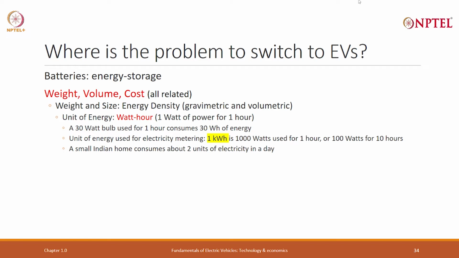1 kilowatt hour is 1000 watts used for 1 hour, or 1 kilowatt used for 1 hour, or 100 watts used for 10 hours. So, all that will result in 1 kilowatt hour. Now, a small home, I am talking about almost a 1 room home, typically consumes 2 units of electricity in a day, 2 kilowatt hours. Some lights, fans, maybe a refrigerator, a television and some cell phone chargers.